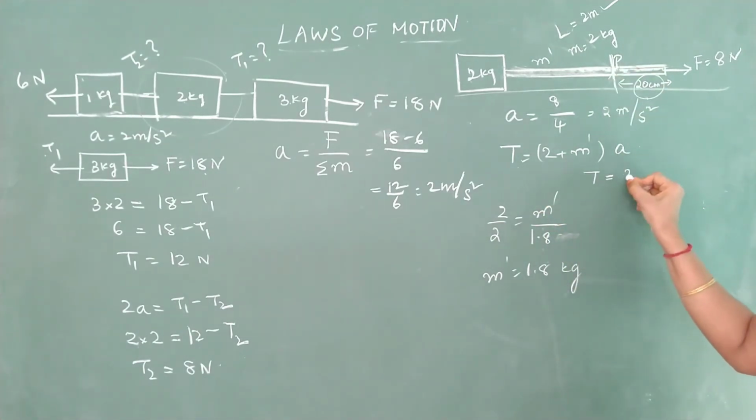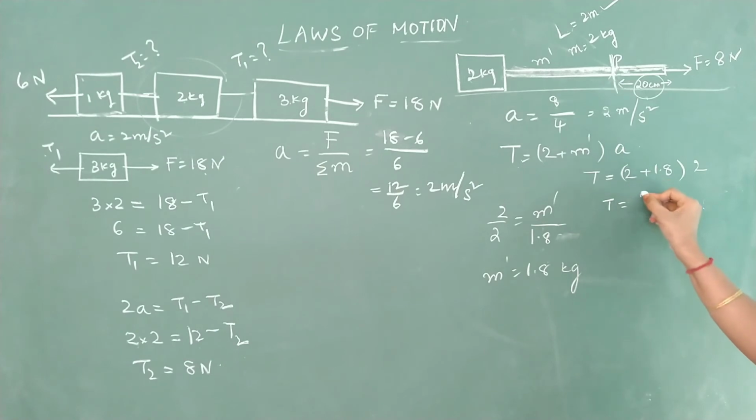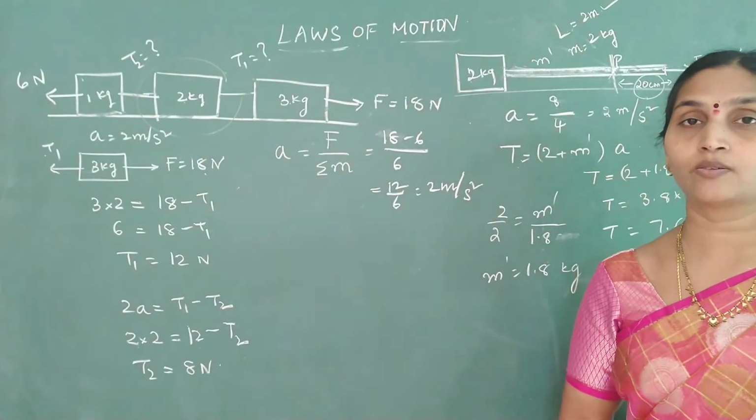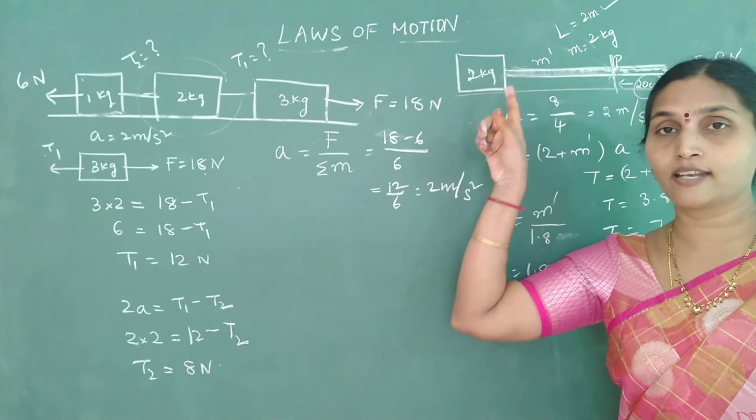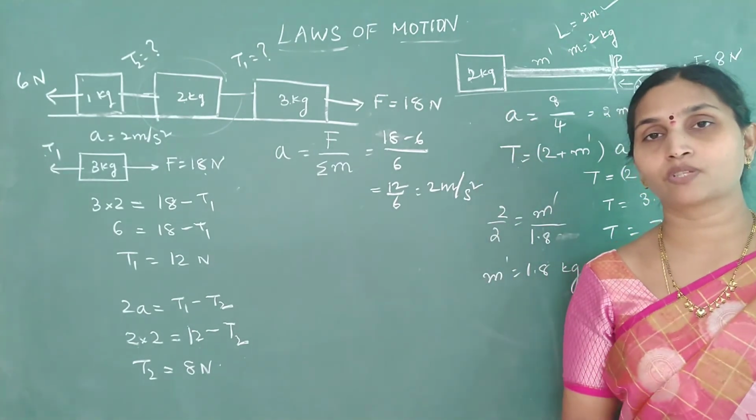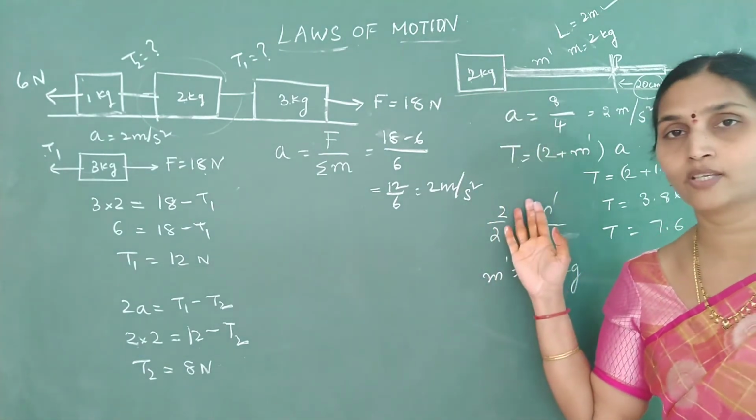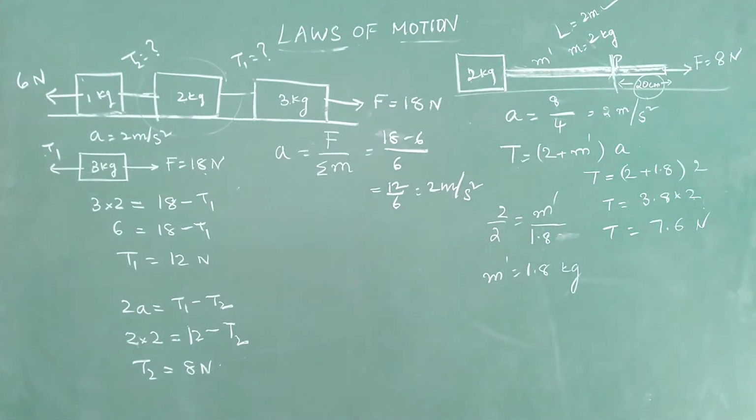Once you know the mass, tell me what should be the tension at this particular point. It is 2 plus 1.8 into 2. That is 3.8 into 2, 7.6 Newton. Okay, so this is how, if mass of the rope is not negligible, find out the tension by considering the remaining mass which is on the left side. Okay, so this is with an example I have given you, but sometimes they give you the question in terms of X and L.